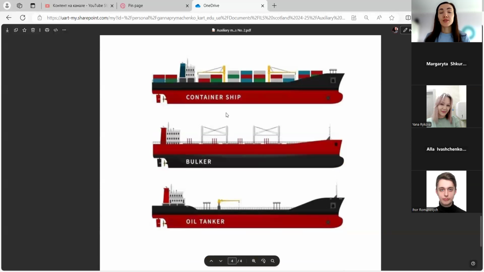Also, we can see different types of vessels. For example, it is container ship, it is bulkers, it is oil tankers, for example, and the color can be different. For example, it can be red, it can be black, but some lines we can see. Excuse me, one minute.